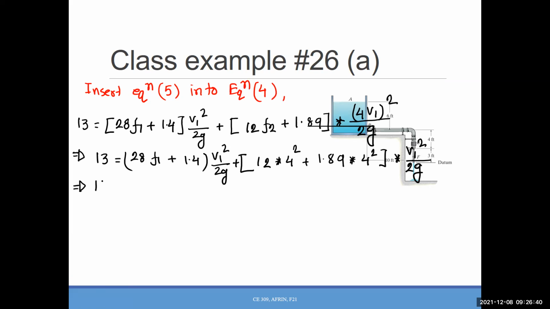So I can write down the next line. Now I have everything in terms of V1 square over 2G. So what I can do, I can take everything inside the parentheses and keep V1 square over 2G on the other side, outside of the parentheses, right? So 28 F1, 12 multiplied with 16 is, I think, 192, right? F2, 1.4. What is 1.89 multiplied with 16?